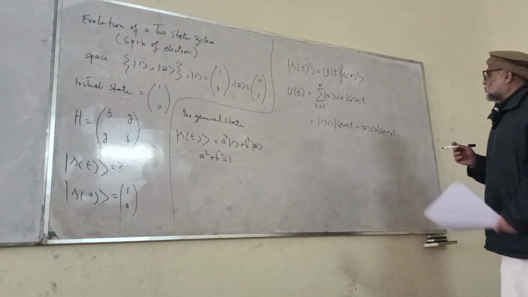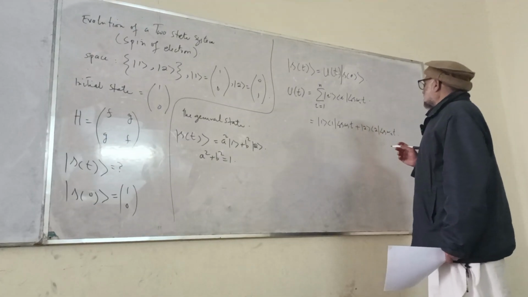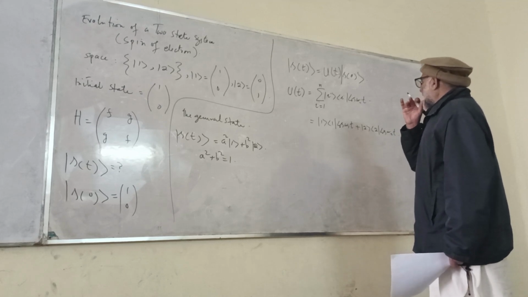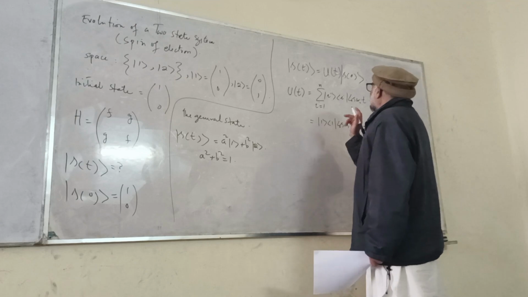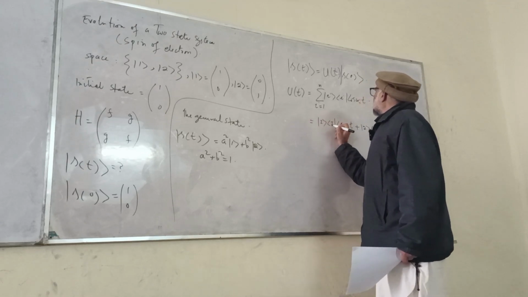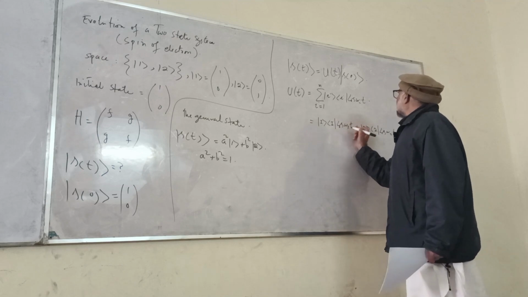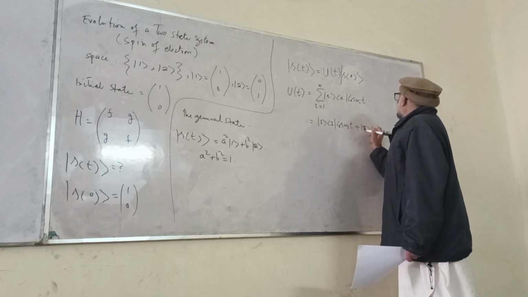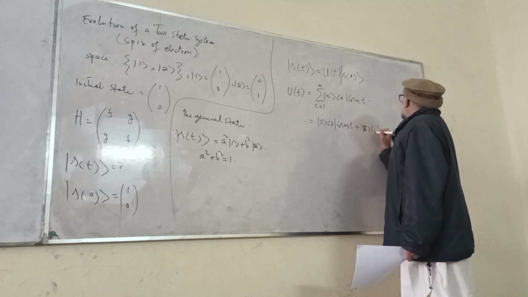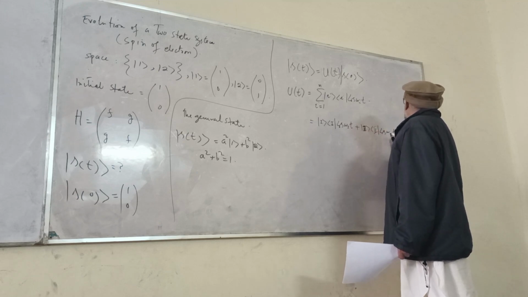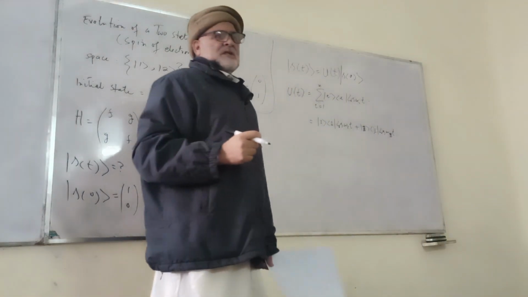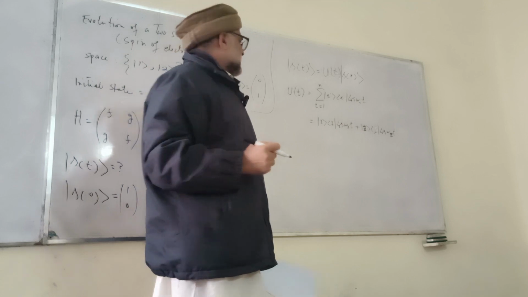Now let me tell you one more thing. These are actually the eigenvectors. These should be the eigenvectors of the Hamiltonian.